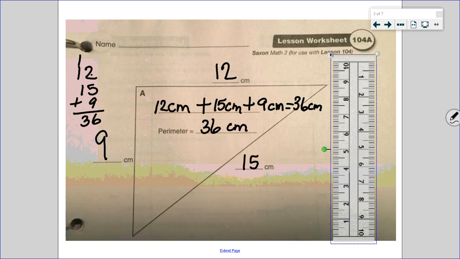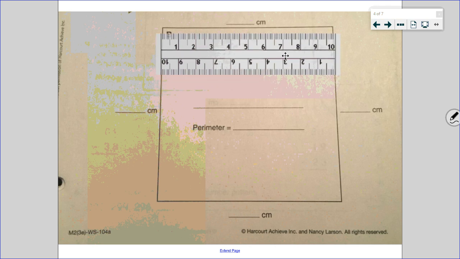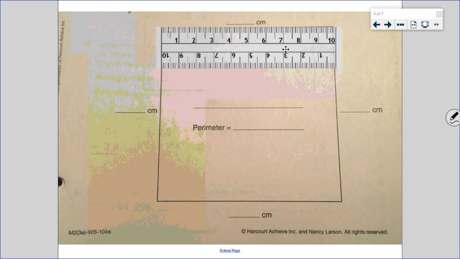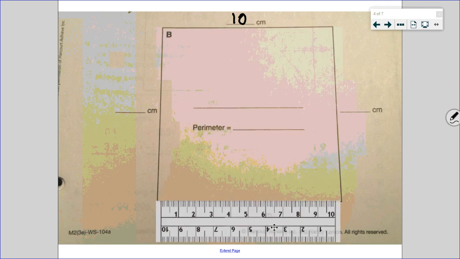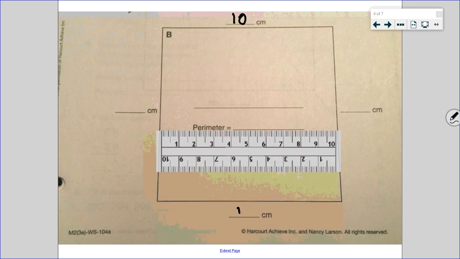I'll leave this screen up for a moment just to make sure you have it all correct. Excellent. Let's try the next one together. Ooh, let's see. This looks like a square. So I'm going to take my trusty ruler and line it up as close as I can. That looks about like 10 centimeters. Is that what you guys got? Excellent. Well, I'm going to go down and measure this bottom one. Oh, my paper's a little bit slanted, but that's about 10 centimeters too.